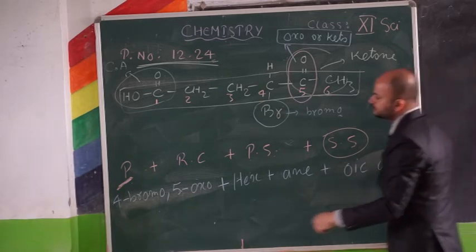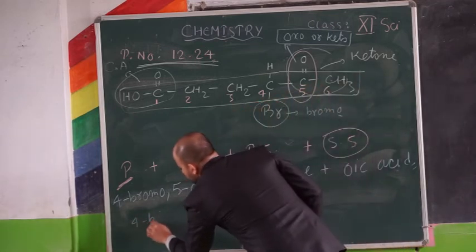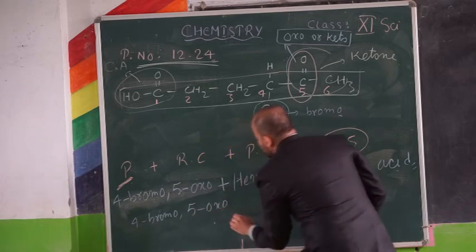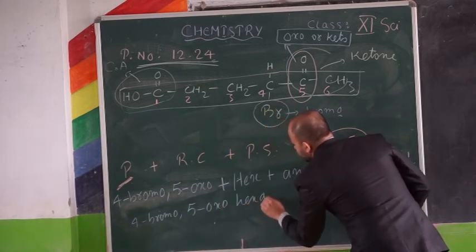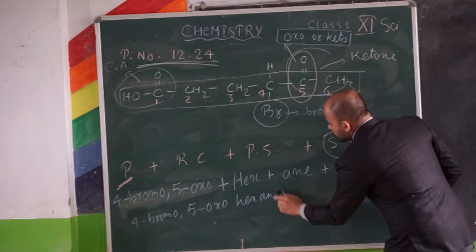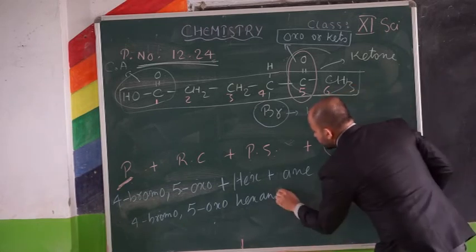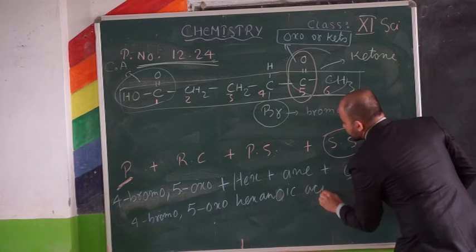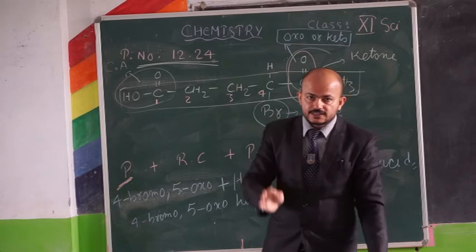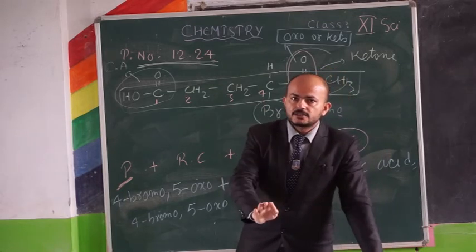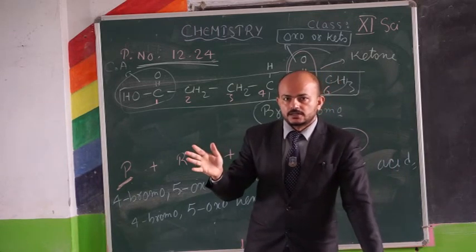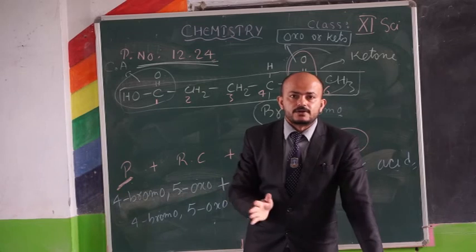Okay, so write it together. 4-bromo-5-oxohexanoic acid. Now, since the suffix starts with a vowel, this e is not written. Okay, hexanoic acid. So, from this, in today's class, we have discussed from the simplest to the most complex IUPAC names for these compounds.